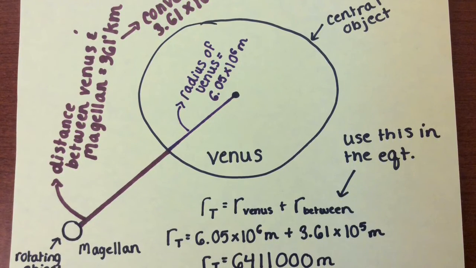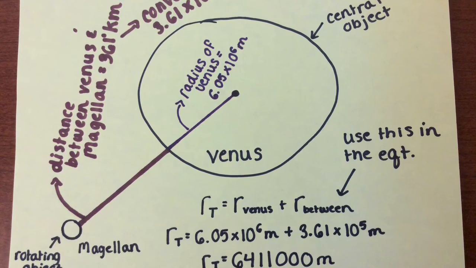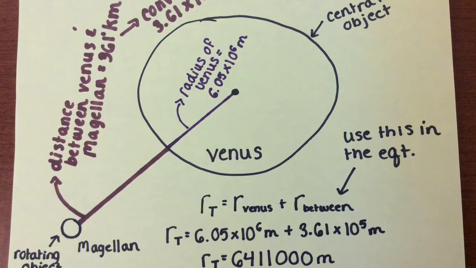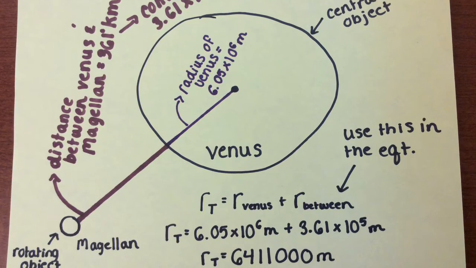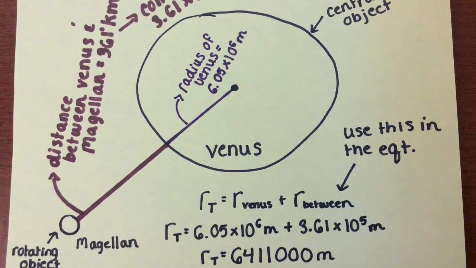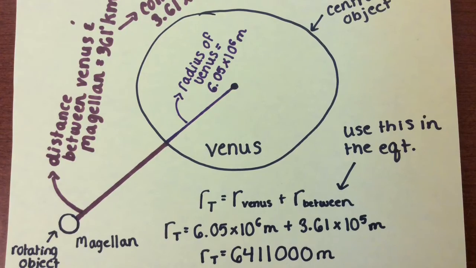So we want that full distance. We don't just want the radius of Venus anymore, and we don't want just the distance between the two. We want the whole length. That's why we add it.